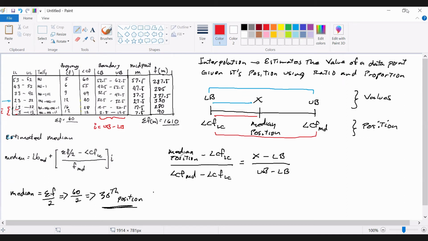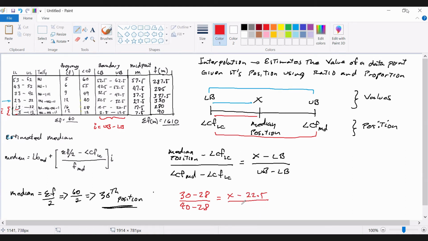Substituting values, median position is 30 minus, what's this? Lower class, cumulative frequency of the lower class, 28, divided by the frequency of the median, 40. 40 minus 28. It's now equal to x minus lower boundary, 22.5.